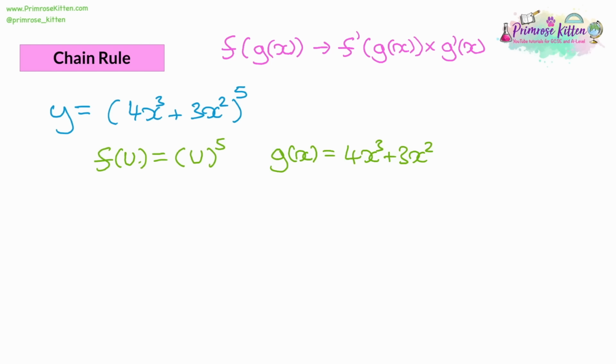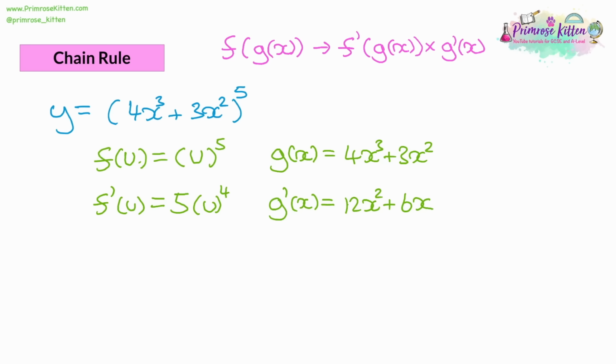So now we need to differentiate. Differentiating f of u, we know we're going to reduce the power by 1. So 5 is going to become 4. And we multiply by the old power. So we get 5 lots of u to the power of 4. Then we differentiate g of x. So 4 times 3 is 12, reduce the power by 1. 3 times 2 is 6, reduce the power by 1. And I've got the differentiated version of g. So now we just need to substitute.